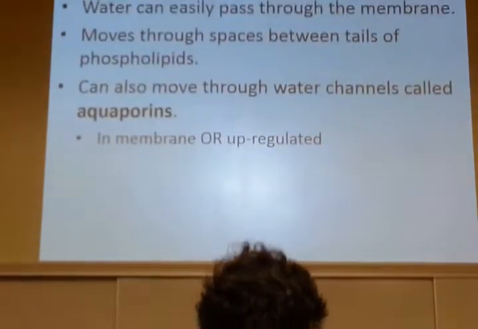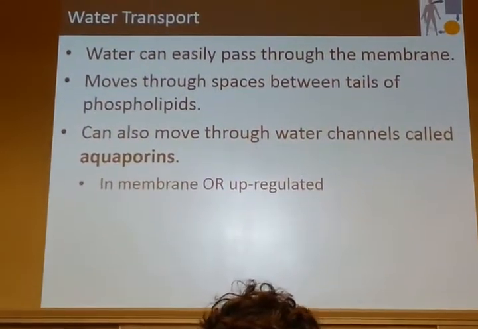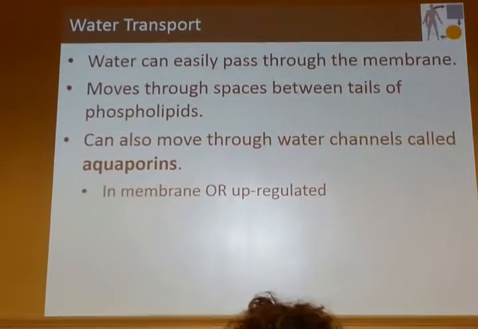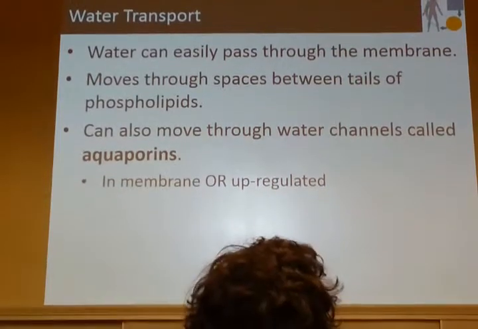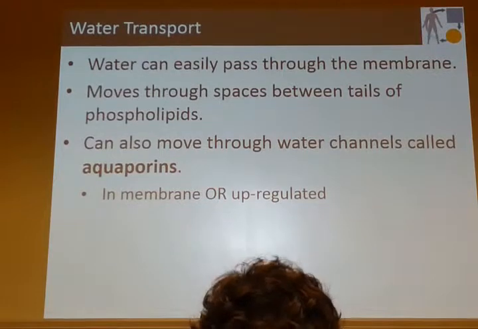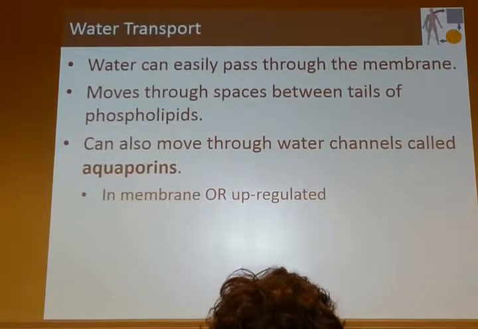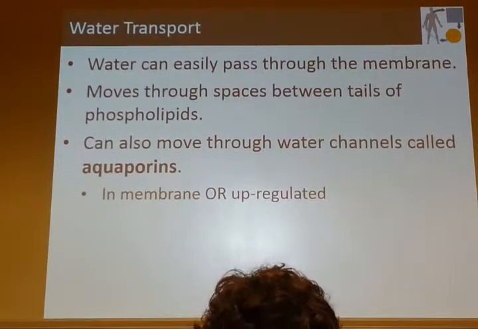Aquaporins are channels specifically for water. So there was a man, his name was Peter Agre, I guess. I'm not really sure how you pronounce it. But he was doing an experiment that you did in lab. He's looking at red blood cells and their permeability to solutes.